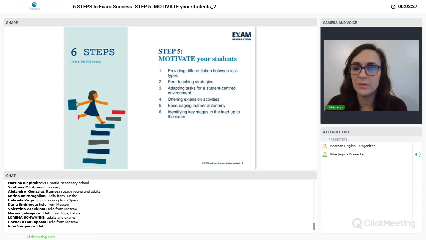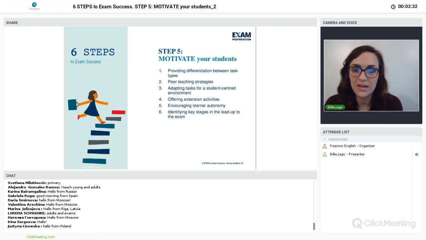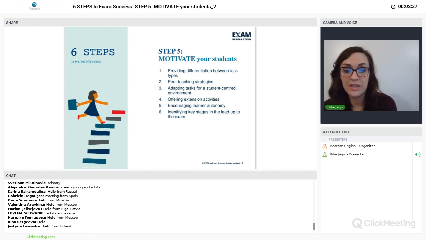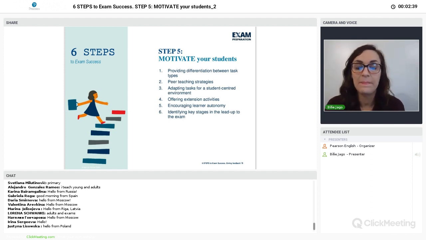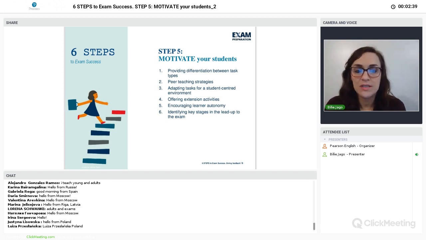So the main 6 points I'll be discussing today are providing differentiation between task types, so how to make practicing different task types more interactive, more collaborative. Peer teaching strategies, so sharing information and students learning from each other. Adapting task types for a student-centered environment, offering extension activities for fast finishers and also maybe multi-level classes as well. Encouraging learner autonomy and identifying key stages in the lead up to the exam as well.